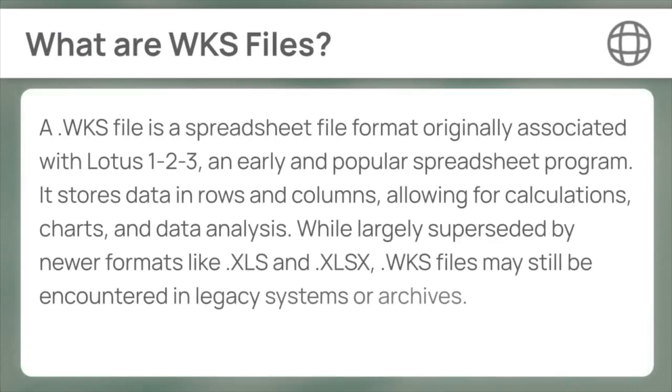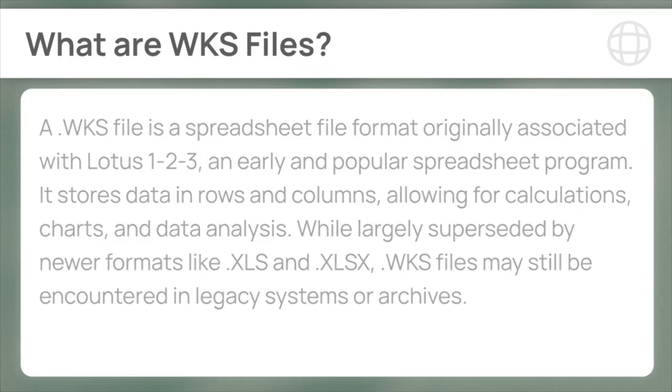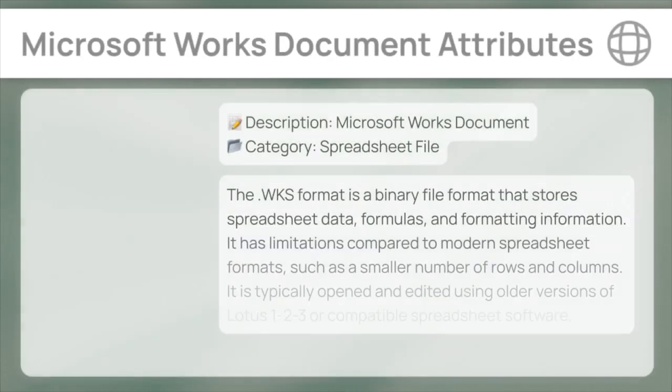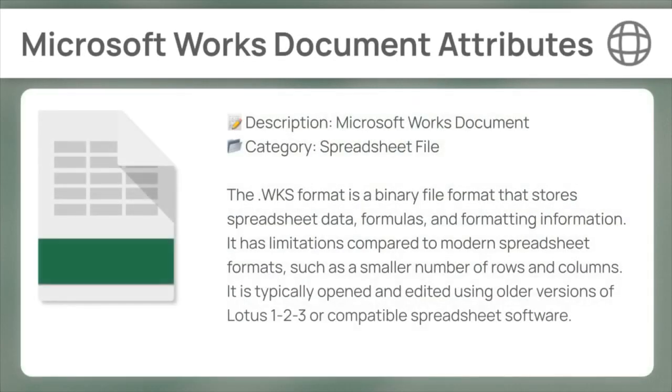A WKS file is a spreadsheet file format originally associated with Lotus 123, an early and popular spreadsheet program. It stores data in rows and columns, allowing for calculations, charts, and data analysis. While largely superseded by newer formats like .xls and .xlsx, WKS files may still be encountered in legacy systems or archives. The WKS format is a binary file format that stores spreadsheet data, formulas, and formatting information.